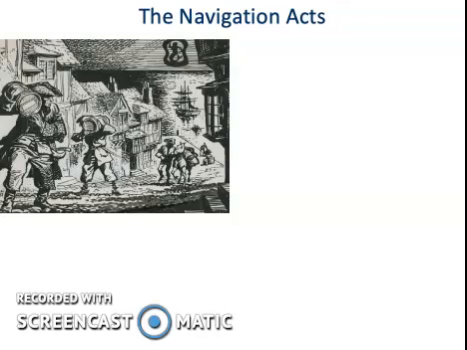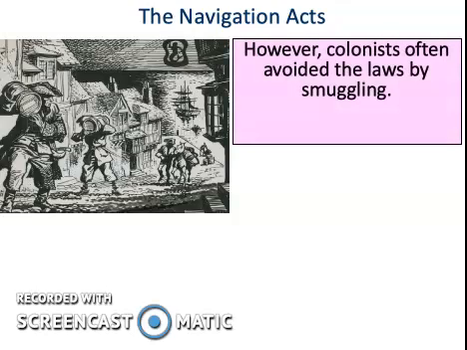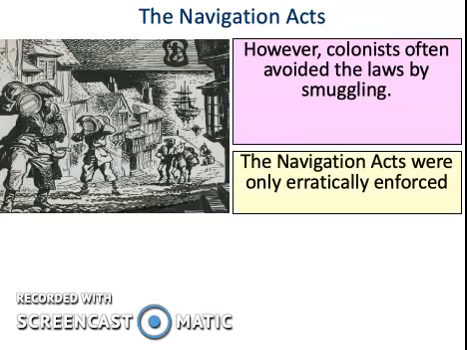Now, the colonists started to become really good at avoiding the Navigation Acts. They smuggled a lot. In fact, one of the best colonial smugglers was a guy named John Hancock, who you may remember for his giant signature at the bottom of the Declaration of Independence. Because of this and other issues, the Navigation Acts were only erratically enforced. They weren't enforced consistently. It wasn't really worth it to the British to do so, for the most part, at least at this time.